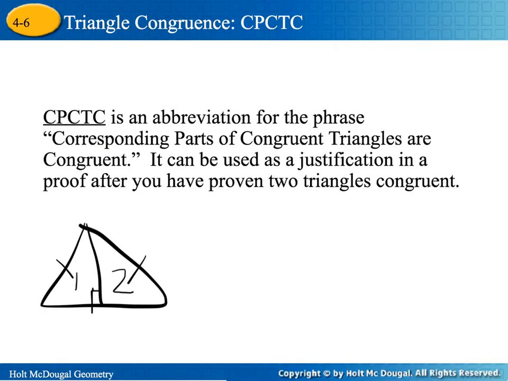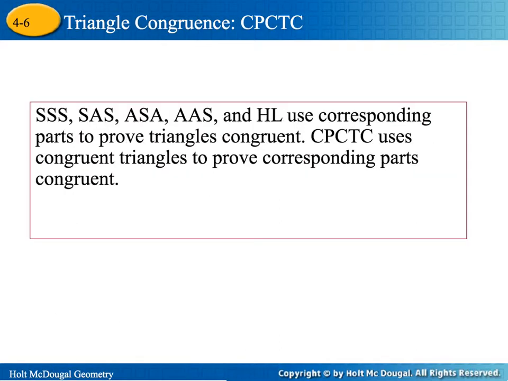Now, what CPCTC tells me is once you've proven the triangles are congruent, then you know every other part of it is congruent as well. So now I can say this angle is congruent to this angle because of CPCTC. This angle is congruent to this angle because of CPCTC. This side is congruent to this side because of CPCTC. So let's do some examples.